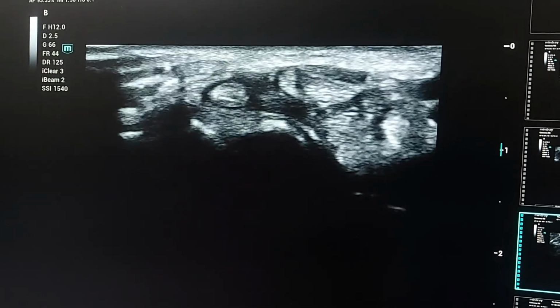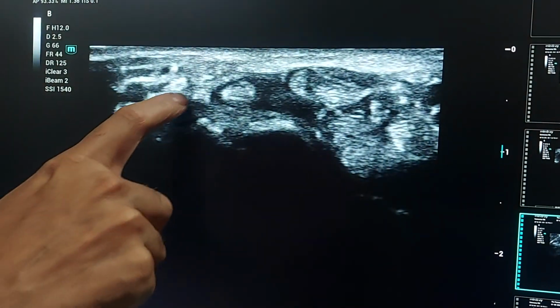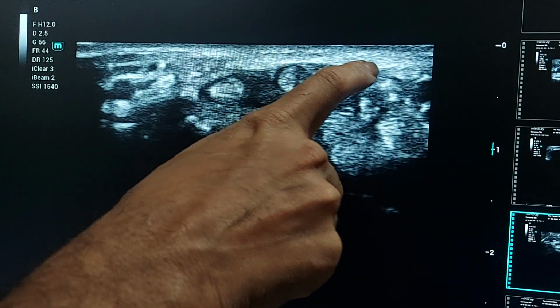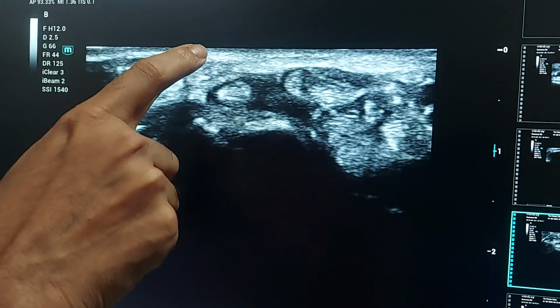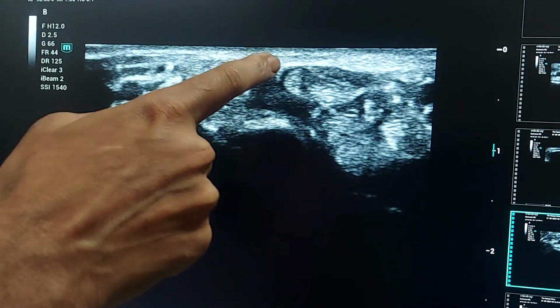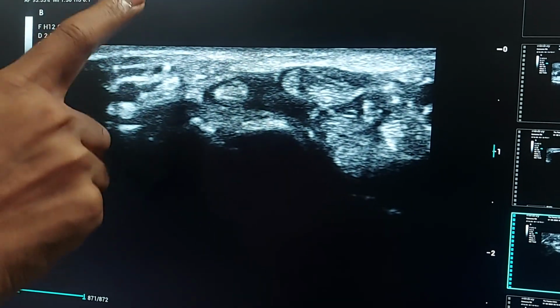Freeze the image please. So now you can see a very nice retinaculum from here. We'll see one muscle outside the retinaculum. This is flexor carpi radialis. So outside the retinaculum there will be flexor carpi radialis and the radial artery.